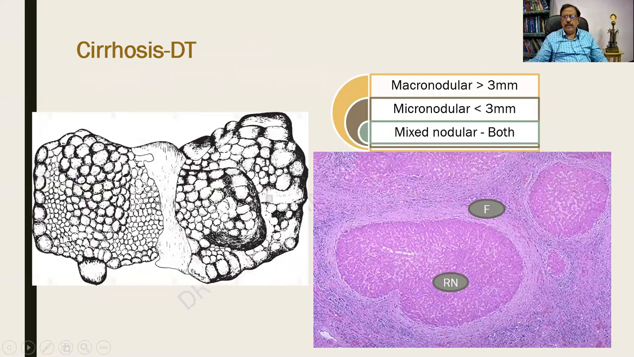And this is the nodularity that we had seen earlier, the hobnail pattern involving the entire stretch of it. And this is the classical effacement of architecture. I do not see the central vein or the portal triads, and that relationship is lost. And there is a proliferation that leads to bulging of the hepatic lobules. And this is the fibrous tissue, F for the fibrous tissue. Cirrhosis itself can be macronodular, more than 3 millimeters, micronodular, less than 3, and mixed, both sizes.